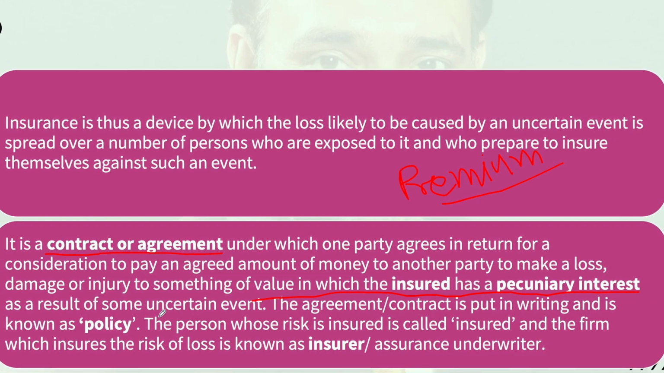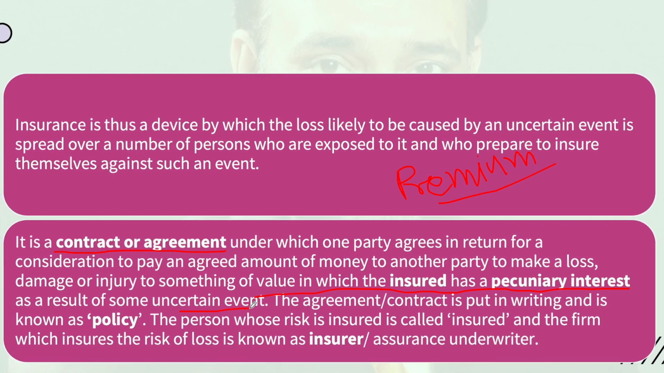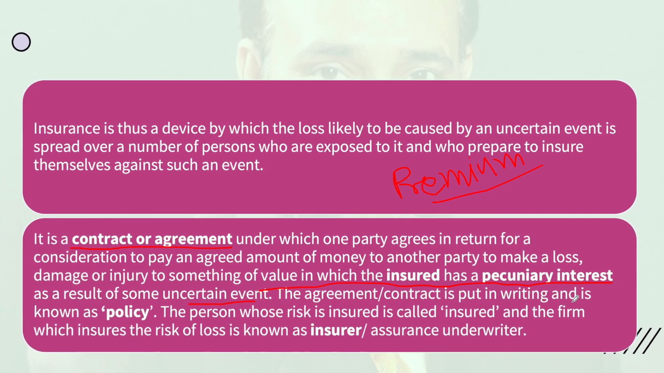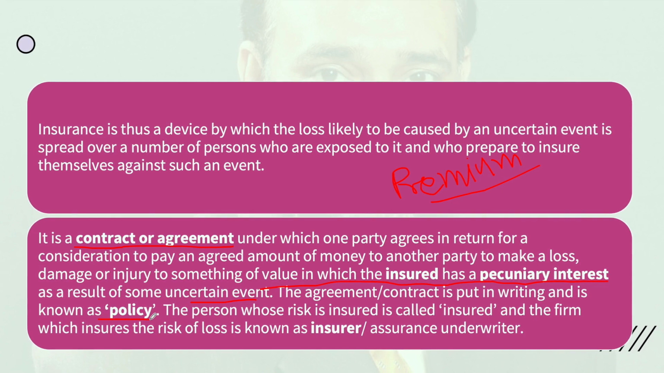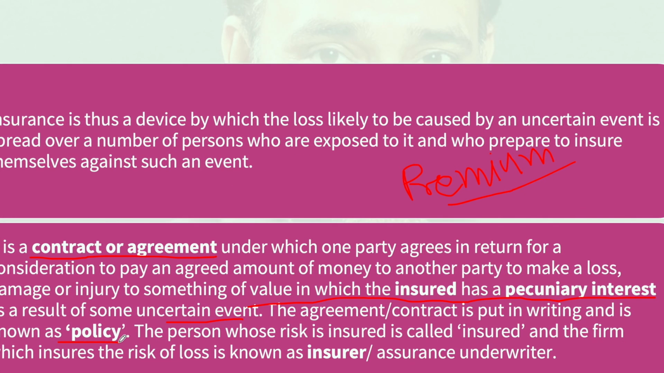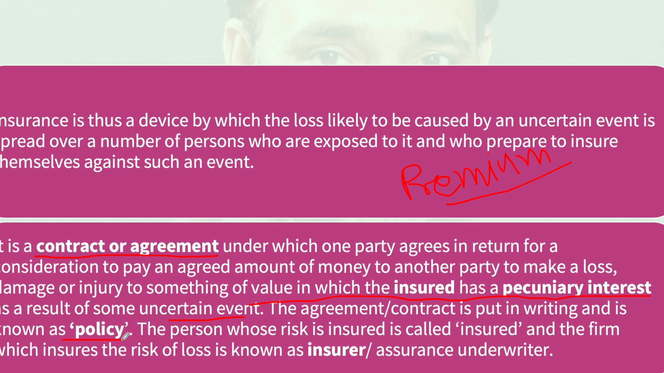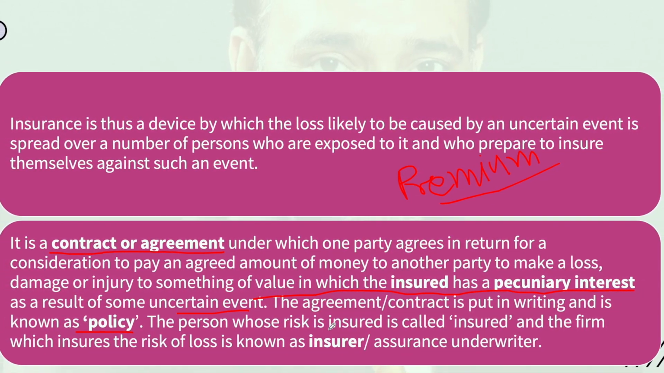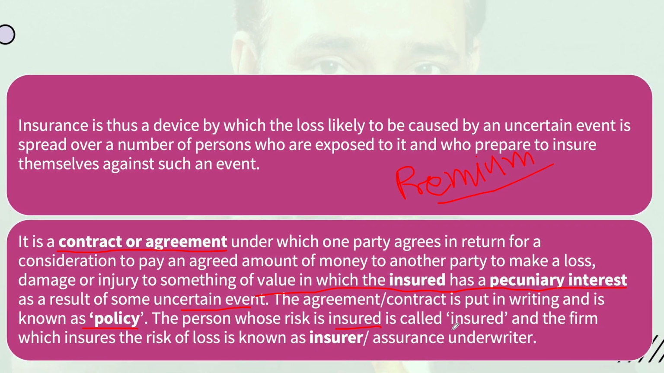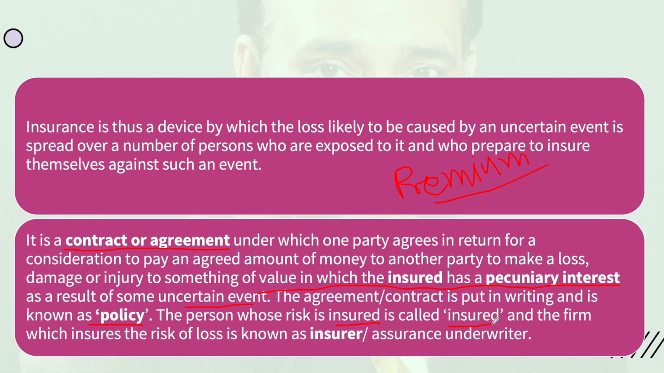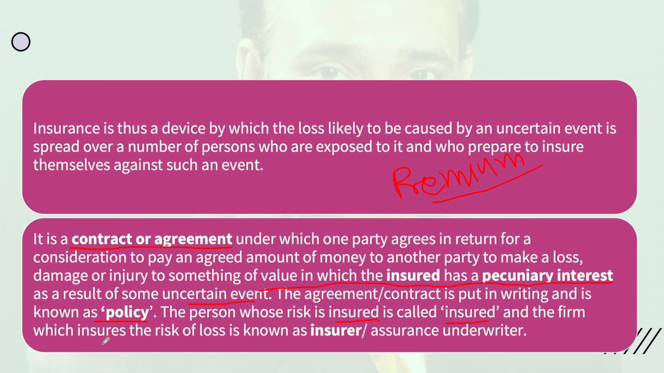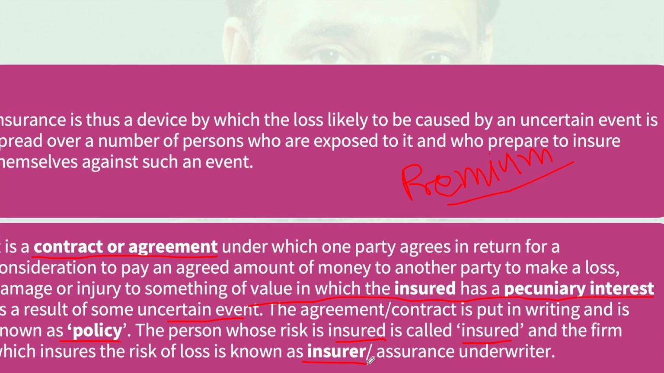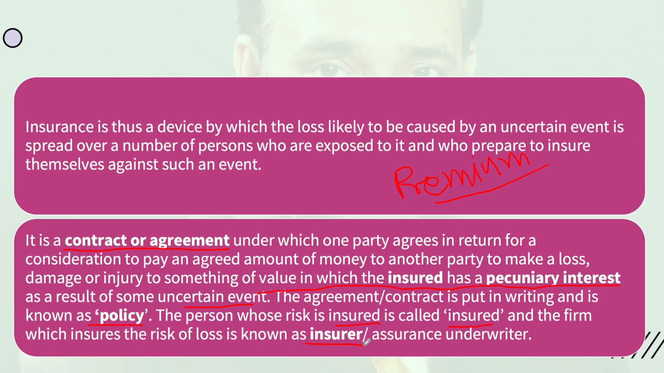So as a result of some uncertain event, and this uncertain event is what? Books being stolen. The agreement or the contract is put in writing and is known as the policy. So the agreement which has taken place between the teacher and the students in that story would be considered as the policy, that written agreement, that written document. Correct? And the person whose risk is being insured is called the insured. In that case the students are the insured. And the firm which insures the risk of loss is known as the insurer. In that case it is the teacher. So you have a good idea now, and all the terminology is also very clear.